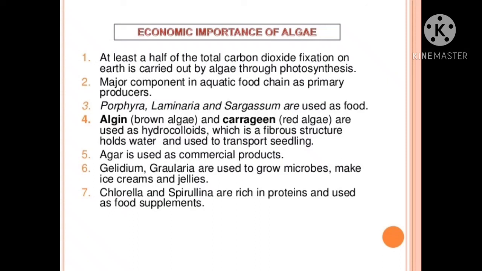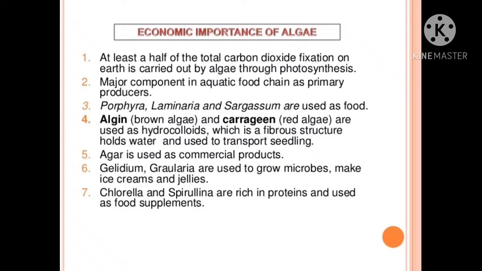Agar is used as a commercial product for tissue culture technique. Then Gelidium and Gracilaria are used to grow microbes and to make ice cream and jellies, because they are very thick in nature. That's why they are used in the ice cream and jelly industries. Chlorella and Spirulina are rich in proteins and are used as food supplements.